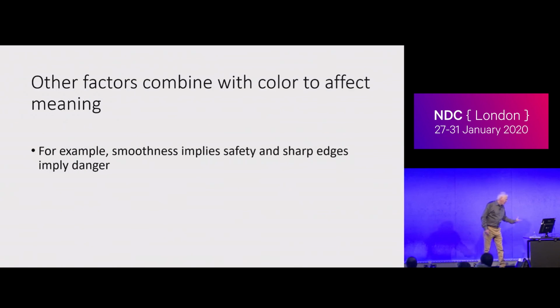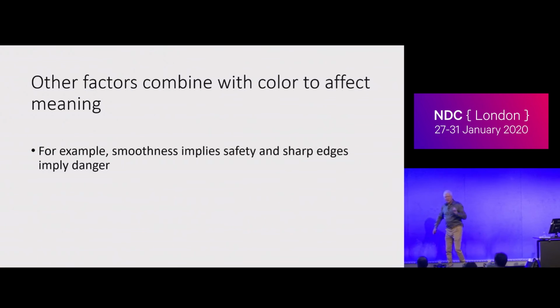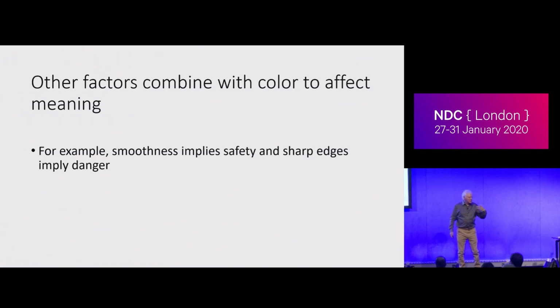Other factors combine with color to affect meaning. For example, smoothness connotes safety. Sharp edges connote danger. That's called the contour bias principle. I can prove this to you in the following sense, that kind of information, the sharpness, etc., is more important than words in some situations. You need to be convinced.